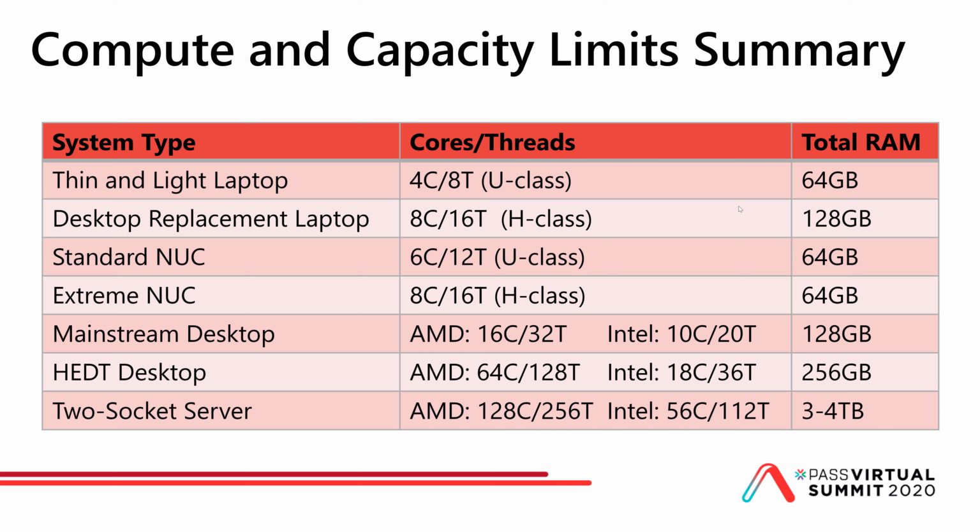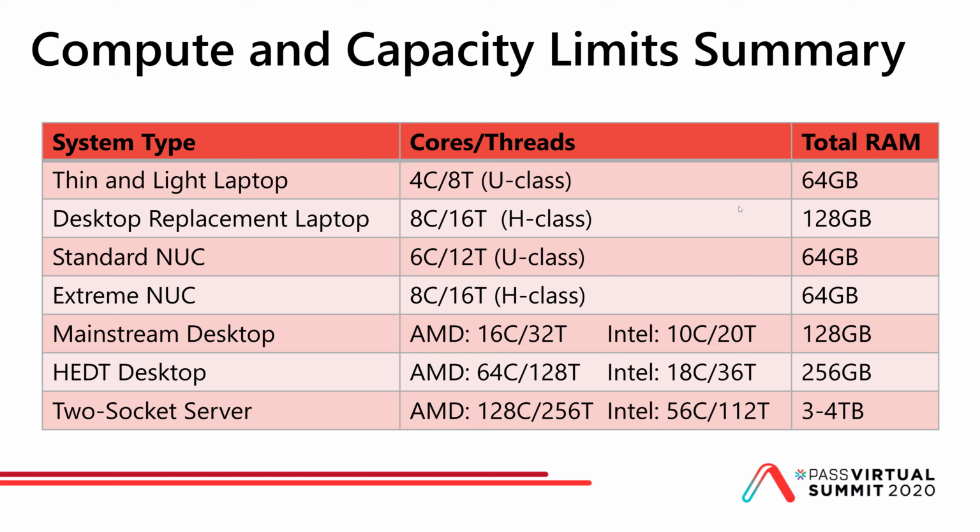Now, a desktop replacement laptop that's typically going to be 15 to 17 inches and weigh anywhere from 5 to 8 pounds, that's going to have an 8-core, 16-thread CPU at the top of the line. It's an H-class mobile CPU, and you're going to have up to 128 gigs of RAM because most of those machines will have 4 memory slots instead of only 2. Then you go to a standard NUC, and that's going to be limited to 6 cores, 12 threads, U-class mobile CPU, and 64 gigs of RAM. Moving up to an extreme NUC, you've got 8 cores and 16 threads, an H-class mobile CPU, and 64 gigs of RAM because, again, you only have 2 memory slots.